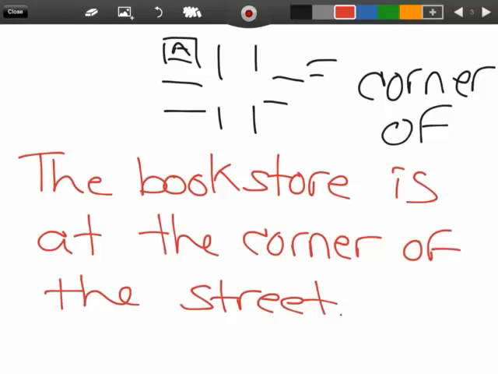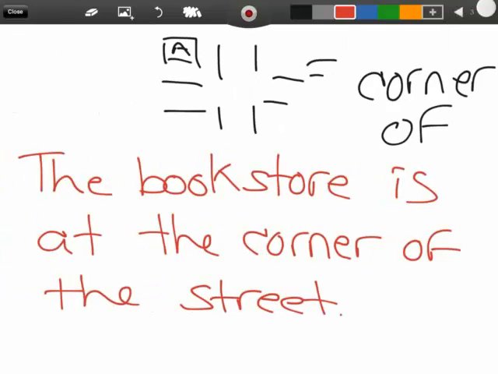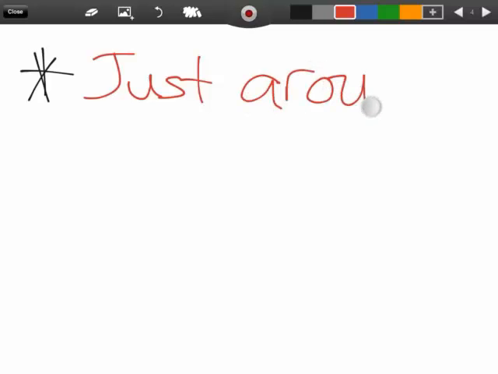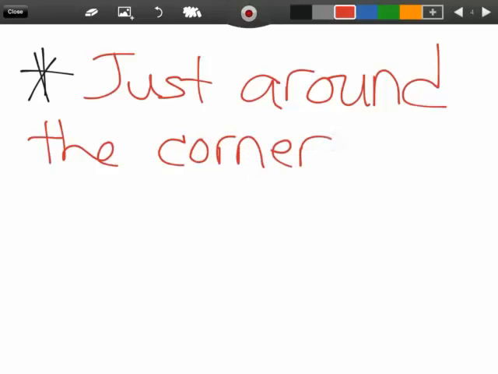Now, moving on to my next part. Actually, I'm going to give you an example. For this, you could also say, let me go ahead and mark that for you, just around the corner of the supermarket.